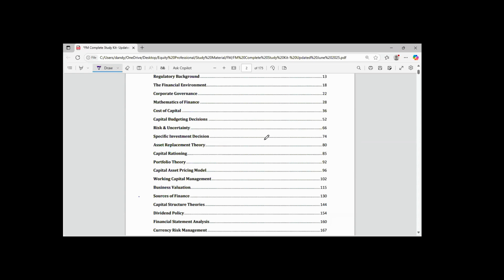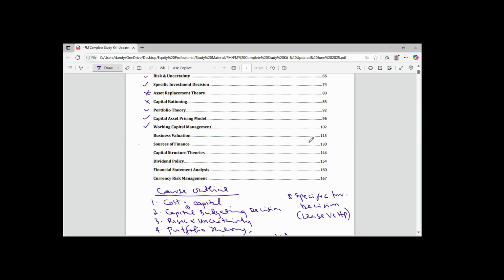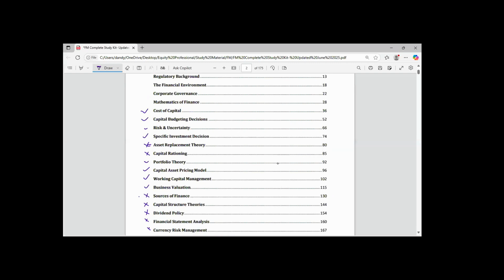Like I said, I will take you through cost of capital, capital budgeting, risk and uncertainty, and specific investment decision. Asset replacement will be taken by Mr. Ashiwaju. Capital rationing, Mr. Ashiwaju. Portfolio, I will take you. CAPM, I will take you. Working capital is my scope. Business valuation is my scope. Source of finance is Mr. Ashiwaju. Theories of gearing is Mr. Ashiwaju. Dividend policy, Mr. Ashiwaju. That is where we split the topics.